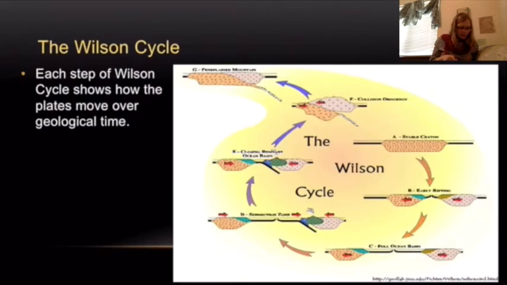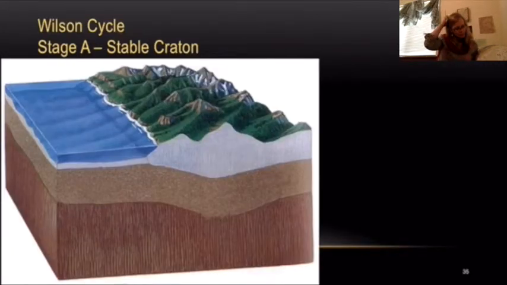All right, let's look into it. So each step of the Wilson cycle shows how the plates move over geologic time. We start here at stage A, and it's going to change and become stage B, and so on. Want us to be really clear what layers we're looking at inside the Earth.